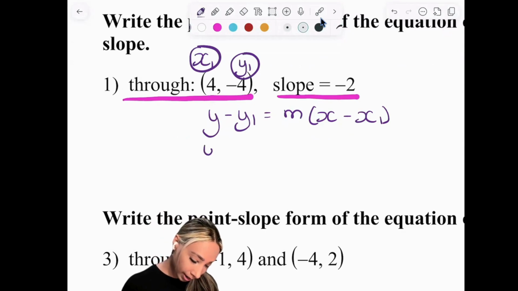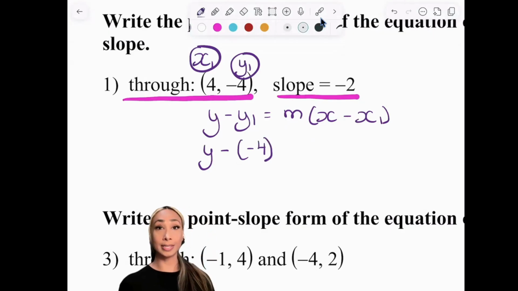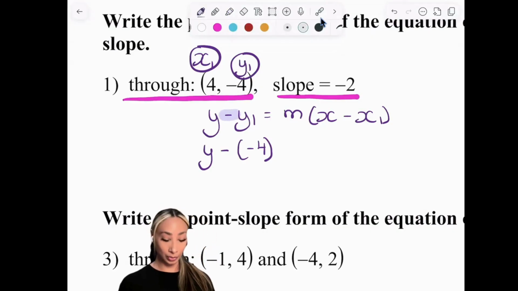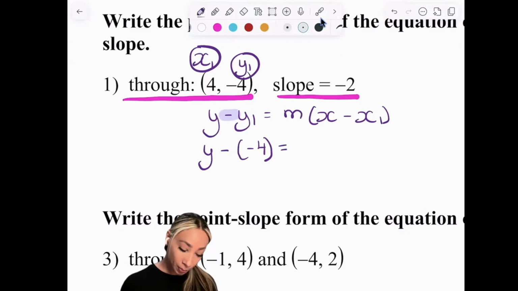So I'm going to say y minus y1. Notice how I'm putting that -4 in brackets. That is really, really important. In fact, I'm even going to highlight this here because those negatives are normally what mess up students. Now our slope is -2, so where the m is, I'm going to place our -2. And then for the remaining part of the equation, I'm going to go x minus our x point, which is just 4.